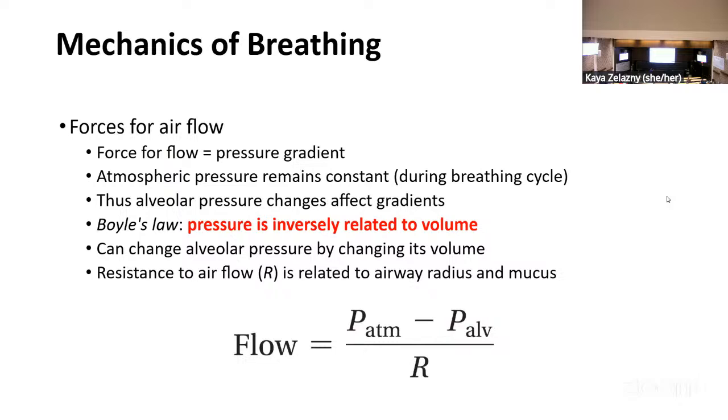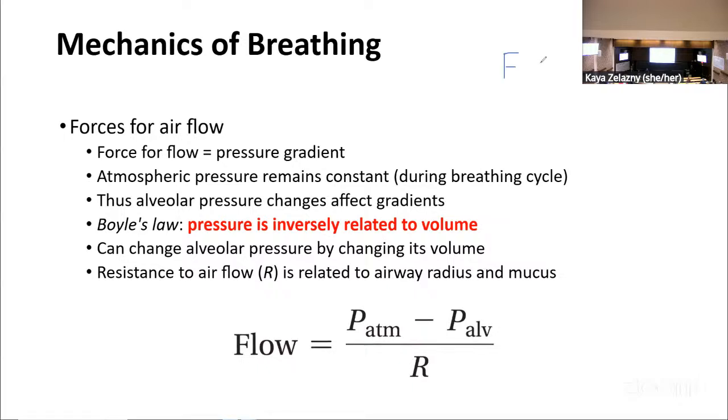So diving in a bit more. Our force for flow is our pressure gradient. Flow is always equal to a difference in pressure divided by some resistance, as you can see at the bottom now. The difference in pressure that we're thinking about is the difference between our atmospheric pressure and our alveolar pressure.